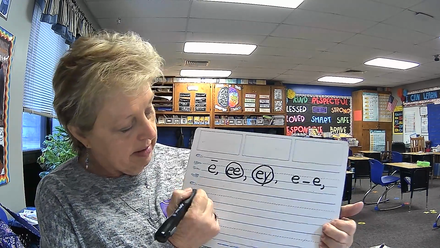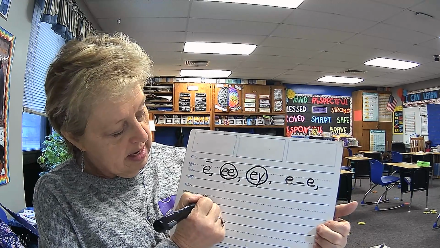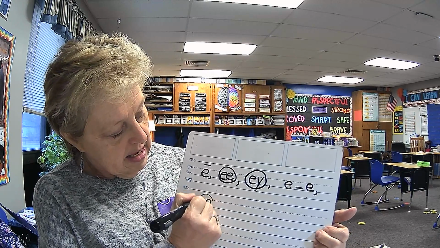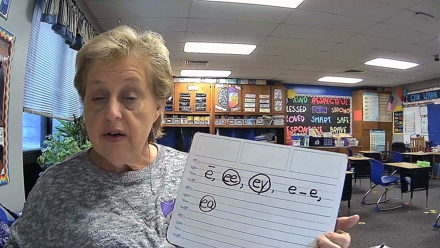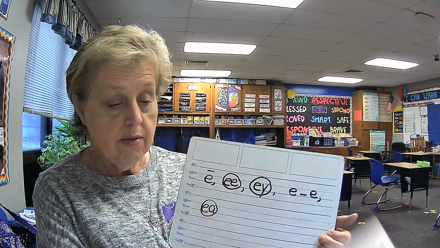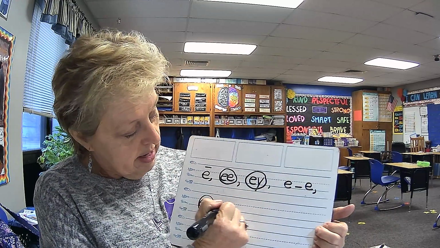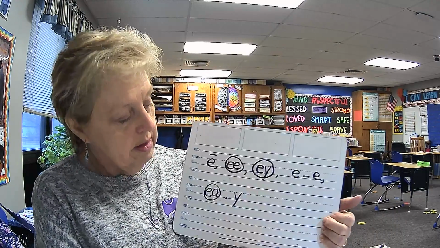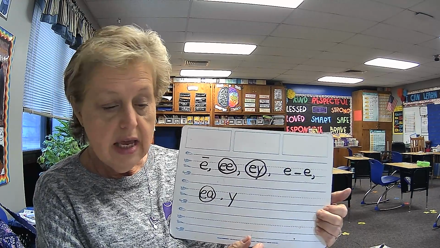I'm going to bring mine down to the next line. E, A. And our final E sound, long E sound, is Y, baby, E. And so let's put a Y. These are sounds of long E.